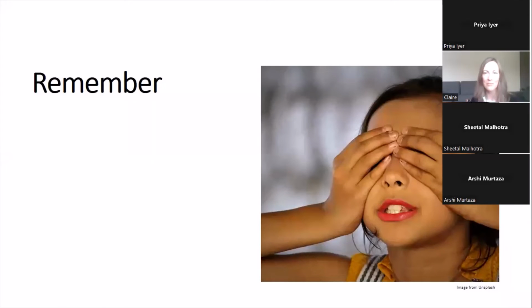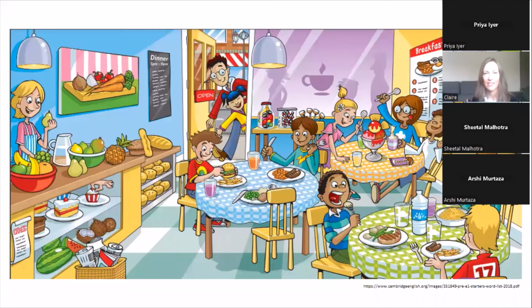Okay, the last 2 activities. So you can see I've been grouping them, and the last two are about memory. So look very carefully because I'm going to show you an image. Are you ready? I'm going to show you an image. Look very carefully. You won't see it for very long. Okay, coming up now, look carefully. Because in a minute, I will ask you some questions about this image. So try to remember it. No screenshots.